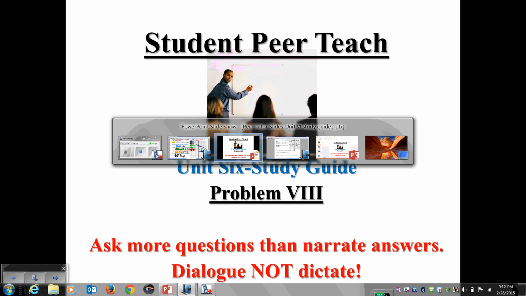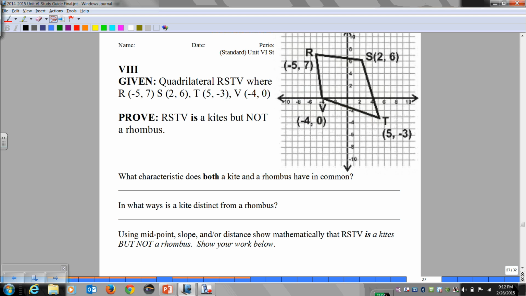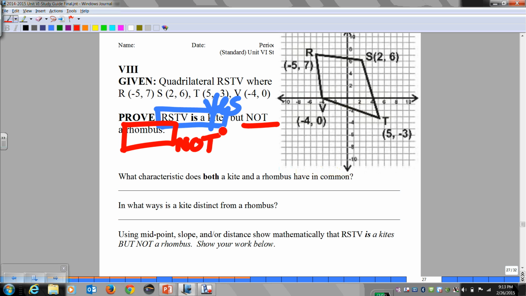So now let's go to problem number 8. We're only going to get halfway through problem 8. It says we have a quadrilateral RSTV, where R is this coordinate, S, T, and V. You have your coordinates. You're trying to prove two things. We're trying to prove that yes, RSTV is a kite, but we're trying to say it is not a rhombus. So we're trying to prove one thing in the positive and then disprove the other.